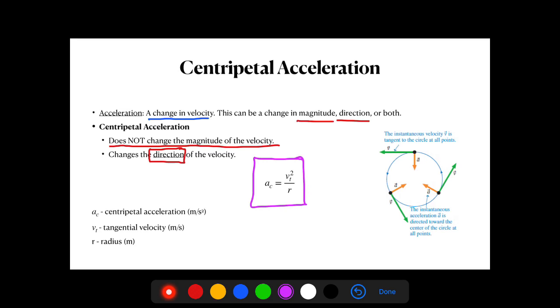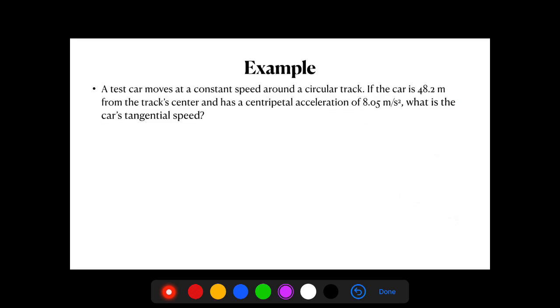Where AC represents centripetal acceleration. We measure acceleration in meters per second squared. VT is the tangential velocity in meters per second, and radius is represented by R in meters, all right? So the easiest way to do this, guys, is just to dive into some examples, all right?